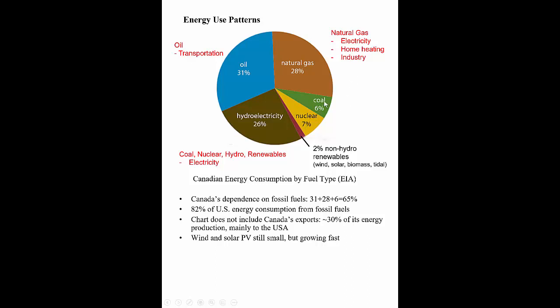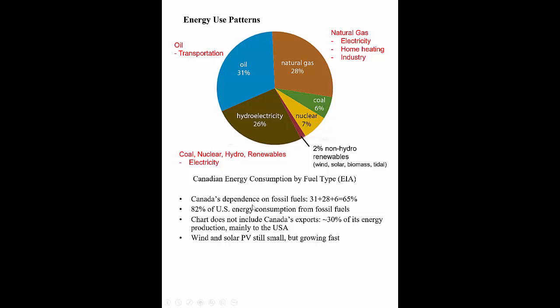Now, the remaining ones here, coal, nuclear, non-hydro renewables, and hydroelectricity, these are all electricity sources. Canada has a large amount of hydroelectricity and some nuclear. Most of our nuclear is in Ontario, and we still do use some coal-fired electricity generation, which, as I spoke about, we're trying to get rid of.